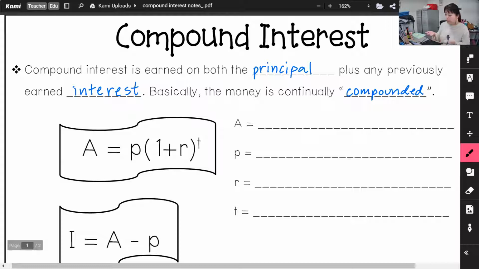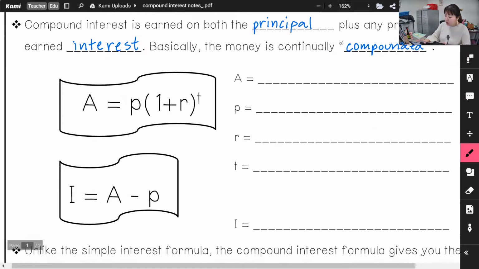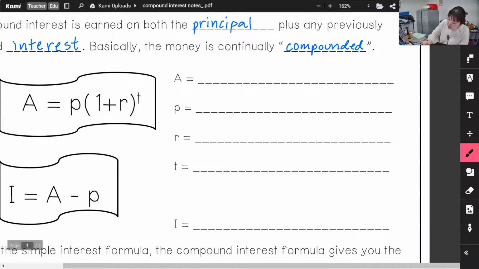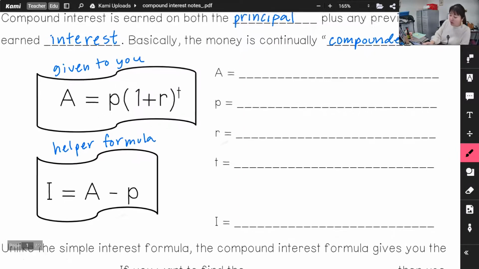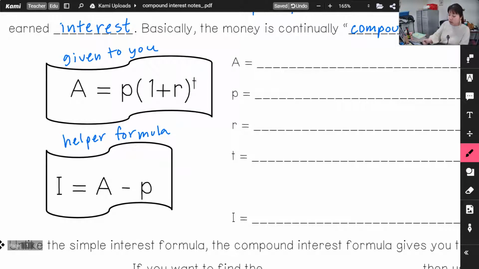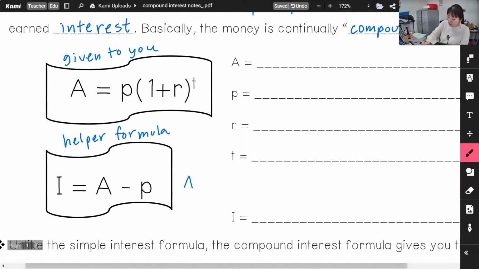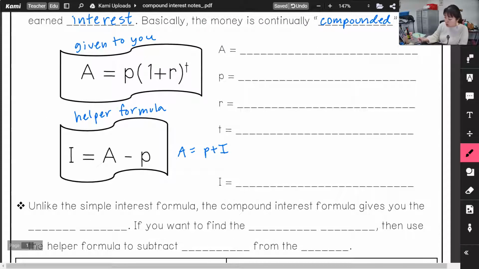Okay, so for compound interest, we have once again two formulas. This first one is the one that is given to you on your formula sheet. And this is the helper formula that you have to memorize, the second one. Now if you remember the helper formula we had with simple interest, that was A equals P plus I. This is really that same formula, we just rearranged it a little bit. Because unlike the simple interest formula, the compound interest formula gives you the account balance.